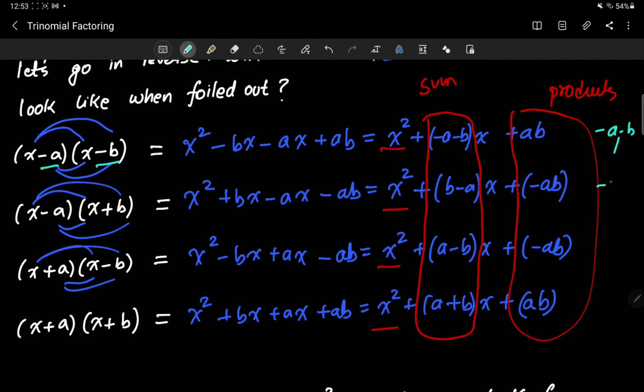The second one, it's the product of negative a and positive b, and also the sum of negative a and positive b, which appears here. In the third one, it's a and negative b, their product and sum appear at the same place. And in the last one, it's positive a and b, their product and sum appear at the exact same place there.